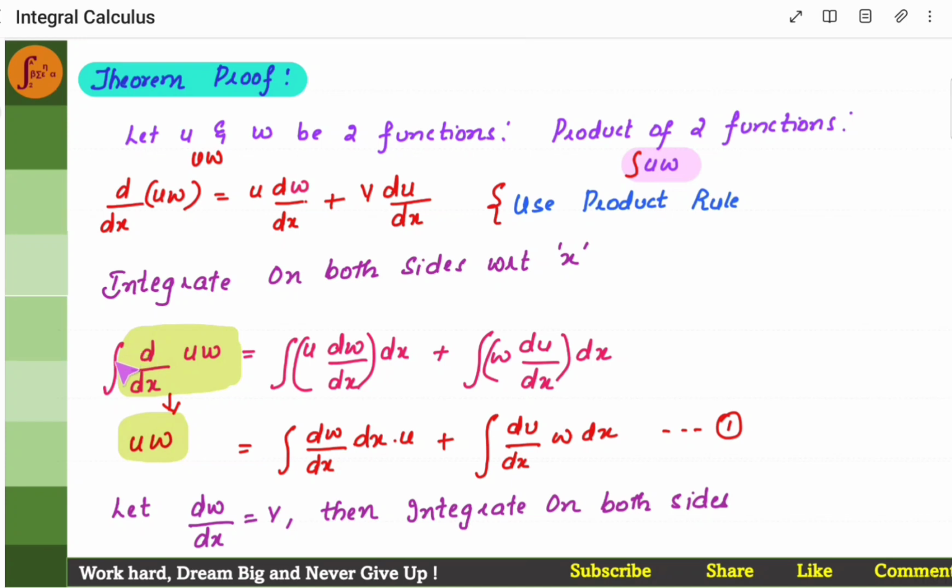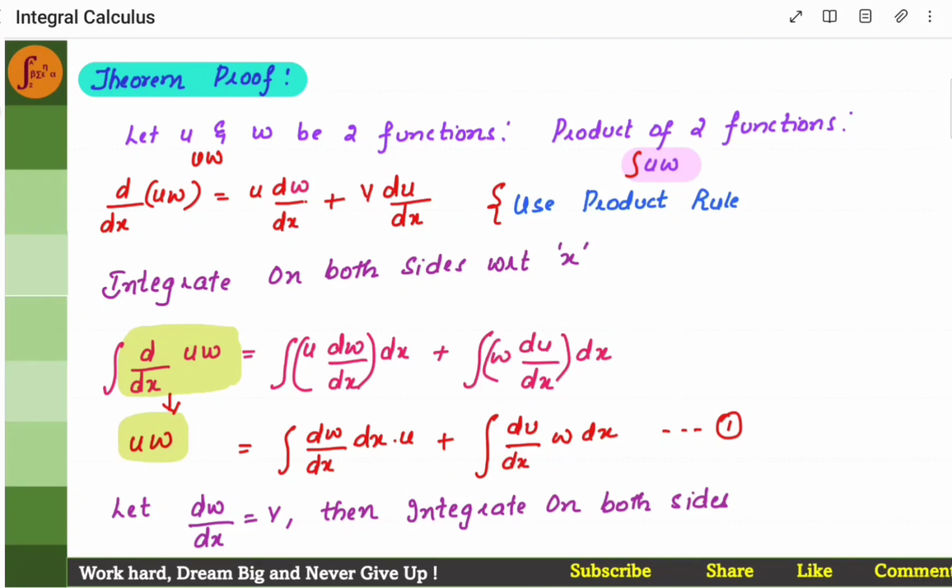Now, what is the integral of the derivative of uw? The integral of the derivative of uw is going to be uw itself, because integral and derivative are going to give the function back. If I find the derivative of the function, and then take the integral of that function, I'll get the function itself. What is the function here? uw. Integration is a reverse process of differentiation. So if I differentiate this and then integrate this, I'll get the function back, which is uw in this case. Here I'll get u into dw by dx. I'm just putting integral symbols here, right?